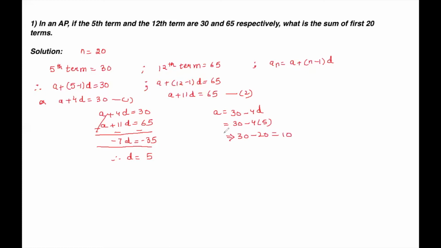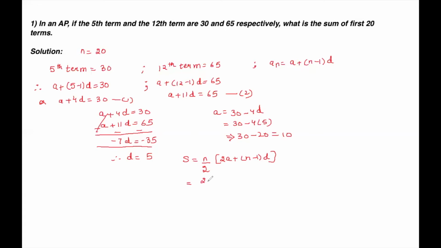Fine. So now I have the value of a, that is 10, and I have the value of d, that is equal to 5. And we know the sum formula, right? Sum is equal to what? n upon 2 into 2a plus n minus 1 into d, right? What I can do is I'll substitute the value of n. I have the value of n, I have the value of a and d, right? I'll do the substitution process.